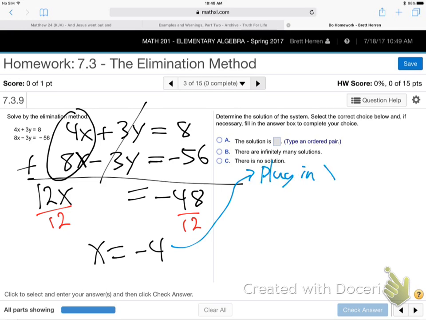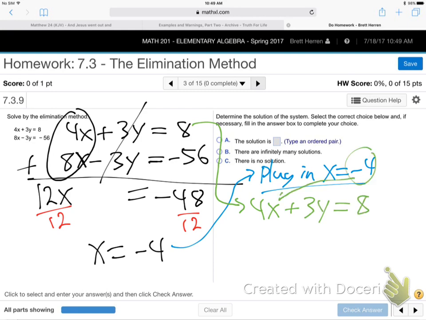So now let's plug in x is negative 4. How do we plug it in? We grab that first equation. And we plug in the negative 4 right there.